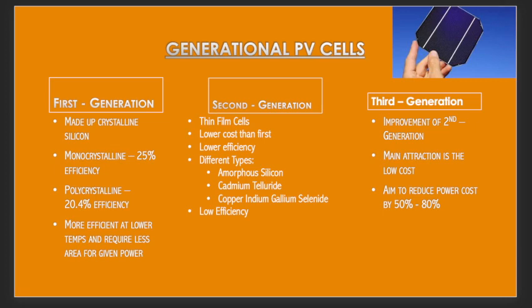Second generation is a thin film cell. It's lower cost, it has lower efficiency, and the different types are amorphous silicon, cadmium telluride, copper indium gallium selenide, and they are low efficiency. The third generation is an improvement of the second generation, and its main attraction is the low cost. It aims to reduce power costs by 50% to 80%.